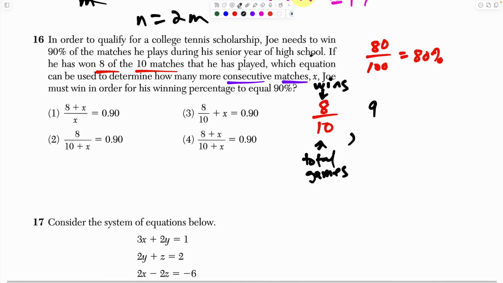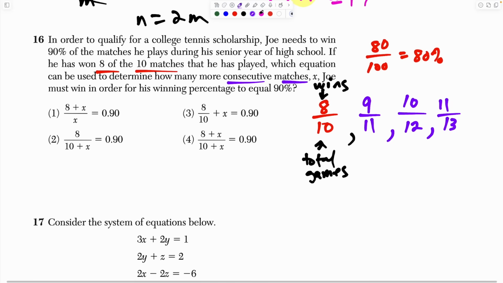So I'll just change colors here. But Joe's going to be, let's write this next, 9 wins out of 11 games. Because once again, he played 10 games, he won 8. So if he wins the next game, that's 9 wins out of 11 total games. And then we just continue this trend here. So then he would have 10 games won for 12 matches total, 11 for 13, and so on.